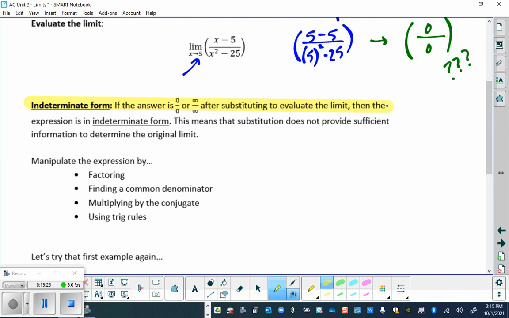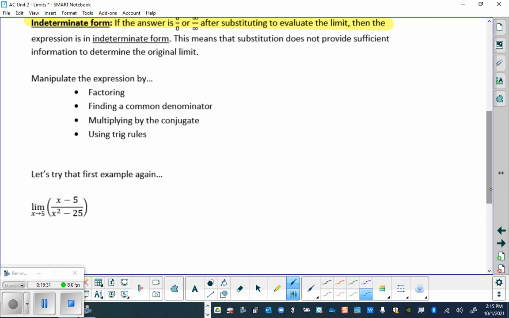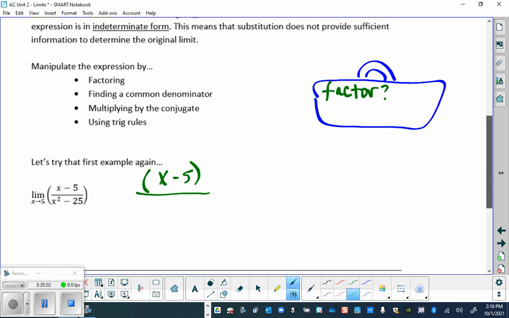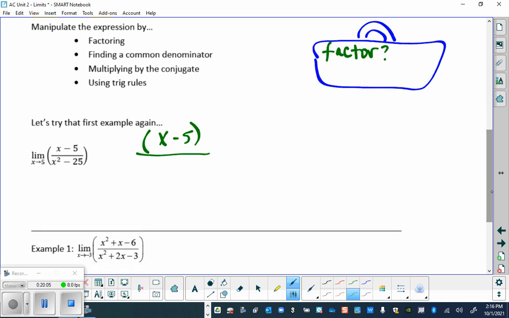We have some options though. We have some tricks in our tool bag when it comes to manipulating. So I want you to imagine here's our tool bag when we go to work on these limits. And number one is always going to be, can we factor? Let's look at this first example again. If I had x minus 5 in the numerator, there's nothing there I can factor, but take a peek at that denominator and say hello to one of my best friends. What do you see there?